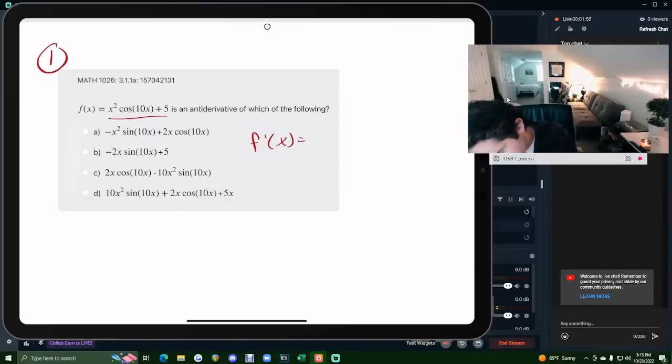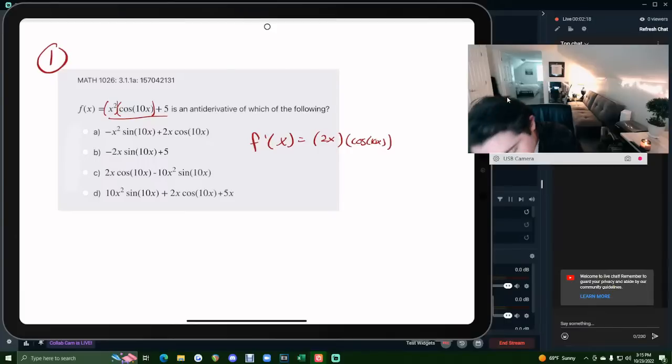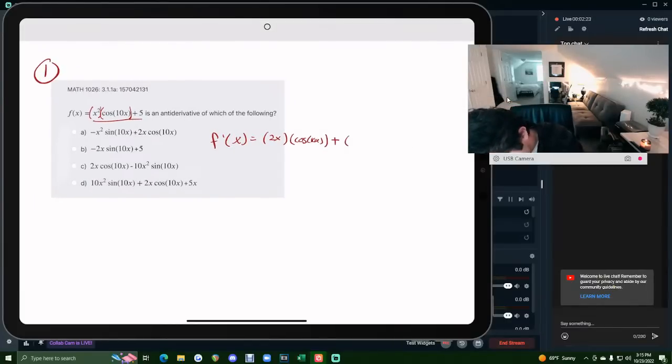And f prime of x will be, we'll have to use the product rule for the x squared times cosine of 10x, because anytime we have x terms multiplied by x terms, we have to use the product rule. So product rule says that we take the derivative of the first, so x squared has a derivative of 2x, times the original second part, so cosine of 10x, and then we add the original first part, so x squared, times the derivative of the second part.